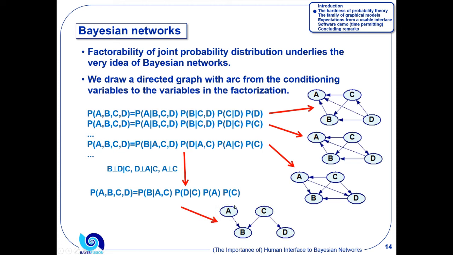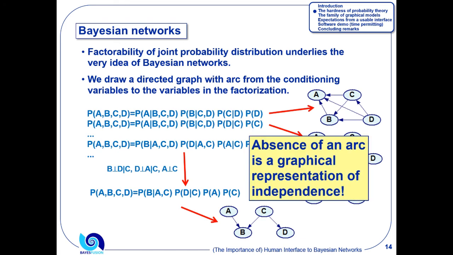So here is another factorization, perhaps a preferred one. Why is it preferred? Well, because it represents the independencies most completely. That's the preferred one. Is it easy to understand? I always found it hard, and my students usually find it hard. Absence of an arc in this graph means that variables are independent. It's a graphical representation of independence.